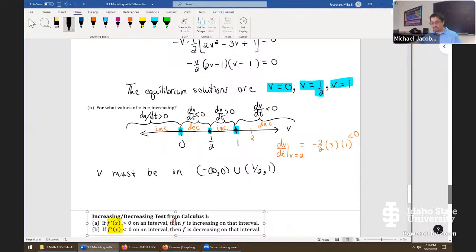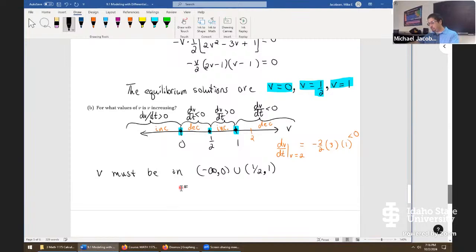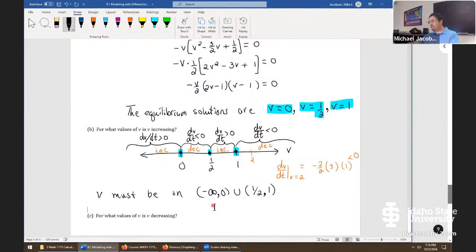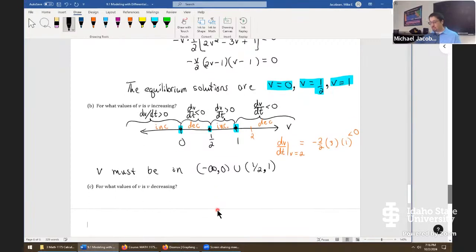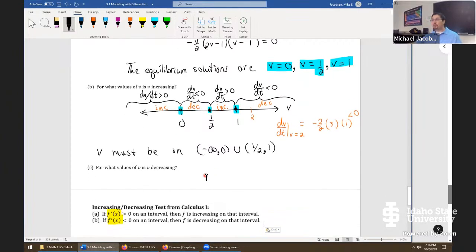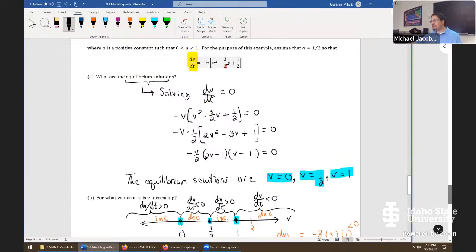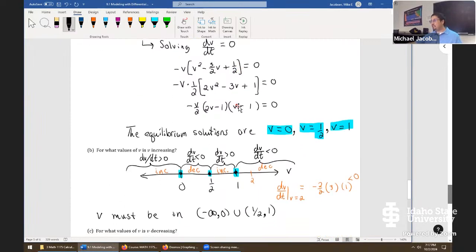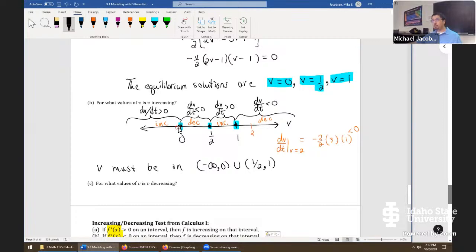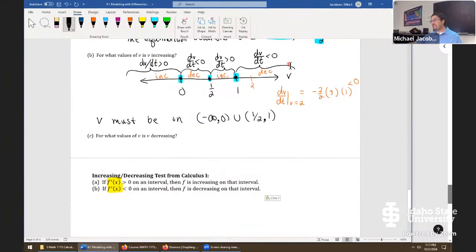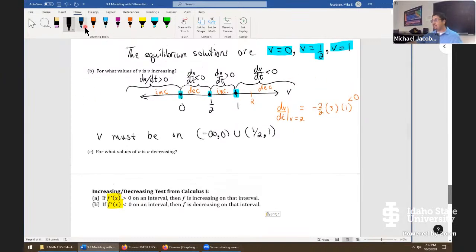The follow-up question is essentially the same, but from the other direction. For what values of V is V decreasing? Notice the answer to all these questions really just involves taking the differential equation, factoring it, putting down the equilibrium solutions, and then just analyzing the sign chart. However, which way you do it is always just fine. It doesn't have to be this way if you don't prefer that way of organizing.